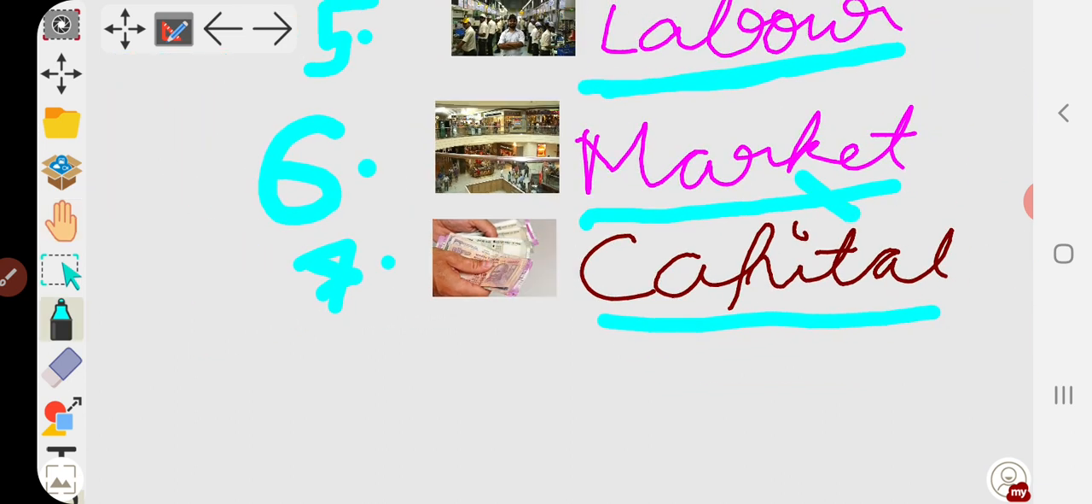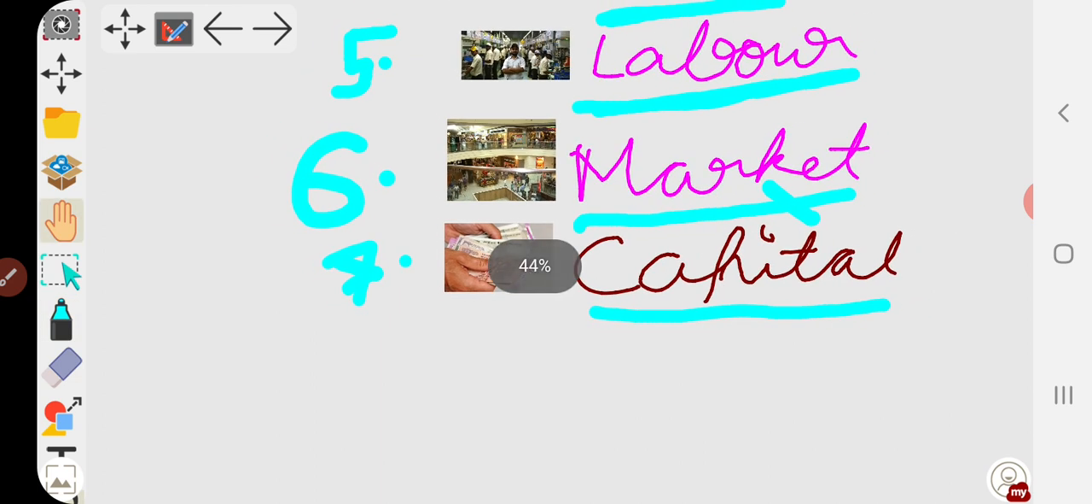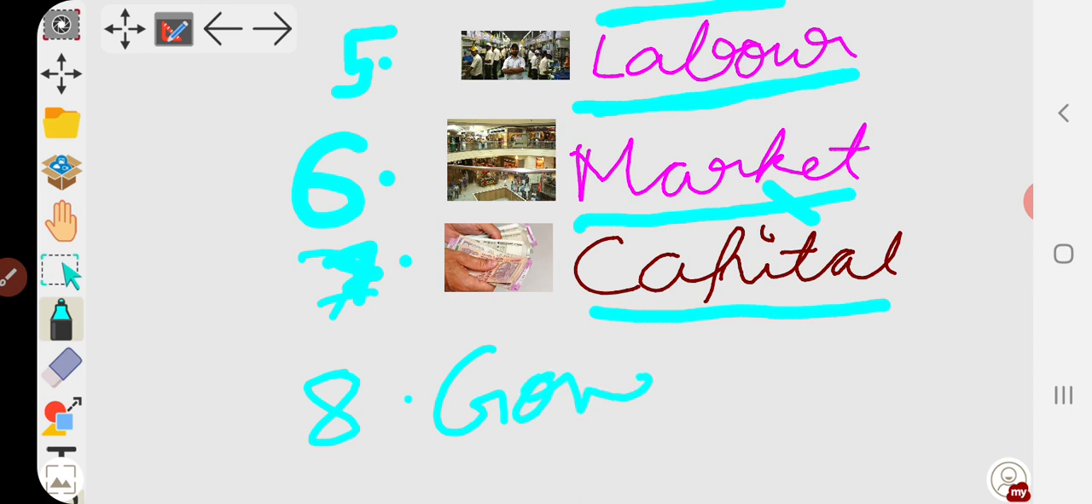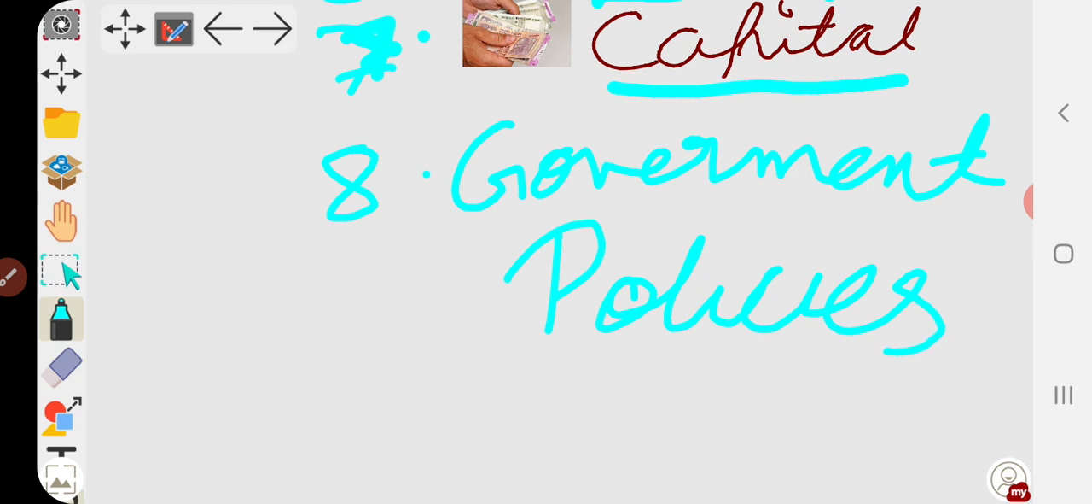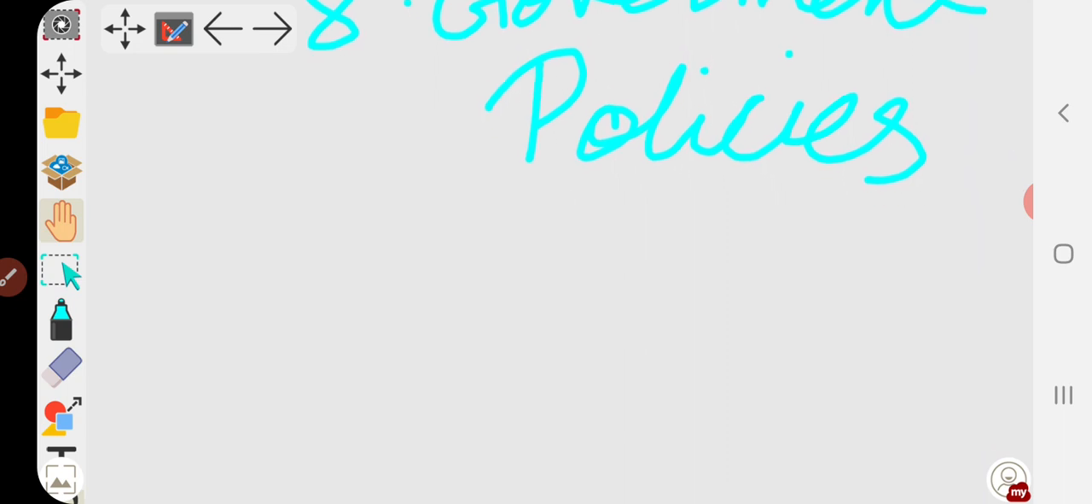Now next, the entire country's land is not private property, it is related to government property. So when we have to establish an industry, the first thing is to take permission from the government. Unless and until the government gives permission, if government policy is not there, then it is very difficult for us to locate and establish an industry. So government policy is also one of the factors.